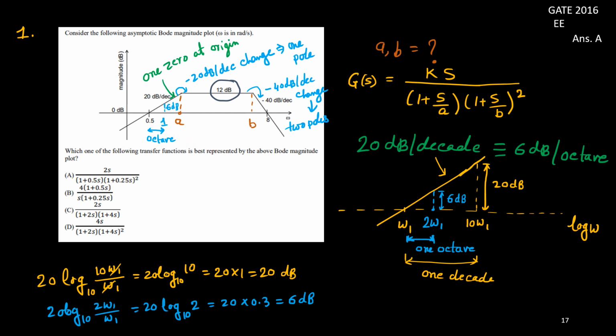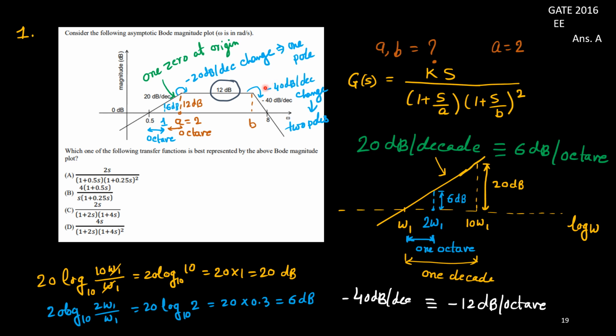Again another 1 octave, you will get another 6 dB, means you will get 12 dB. So the point a should be 2, because 1 into 2 equals to 2. It should be 1 octave. From 1 to a, it should be 1 octave, means a should be 2. Thus value of a is 2. It's very simple. Okay, so a is 2 here in this way. Similarly, we can find out b with the same logic.